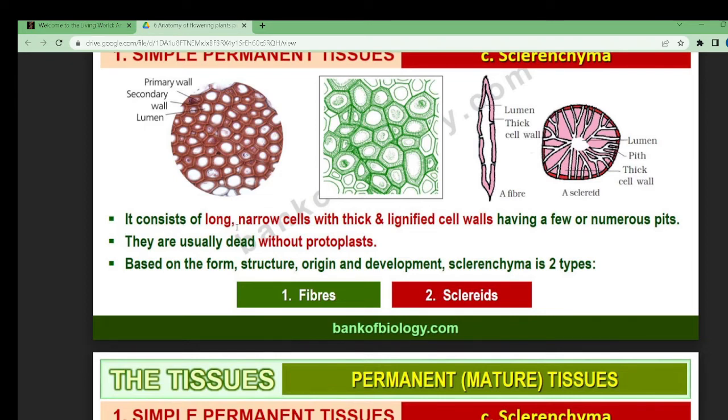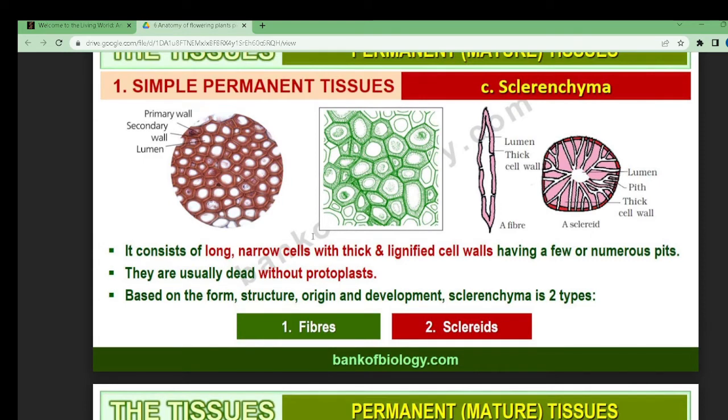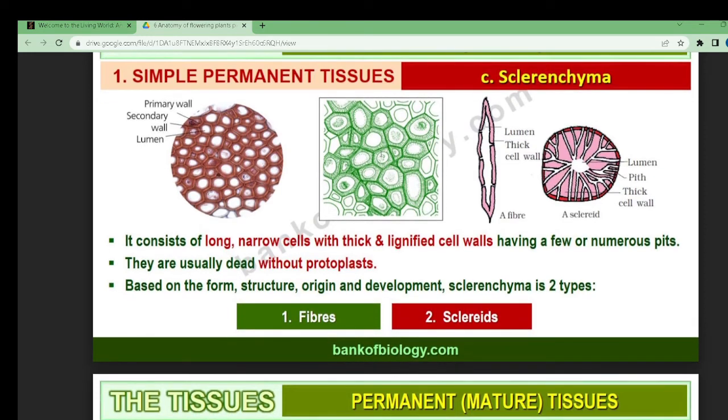It consists of long, narrow cells with thick, lignified cell walls, meaning it contains lignin instead of cellulose, having a few or numerous pits. They are usually dead without protoplast. If the protoplast, the cell fluid, is not there, then the cell is dead. Based on form, structure, origin and development, sclerenchyma is of two types, fibres and sclereids.